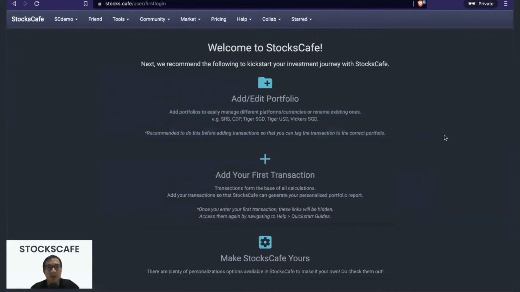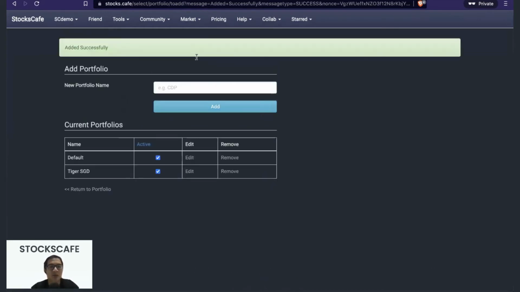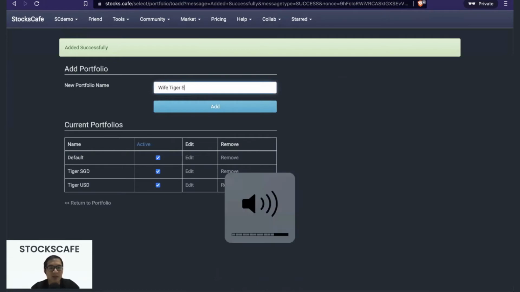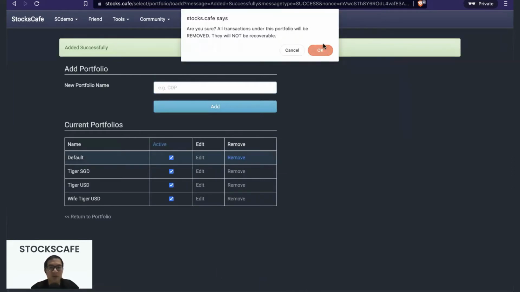The second thing we recommend you do is to add and edit your portfolio. The way I recommend organizing your portfolio is by brokerage and currency. For example, I use Tiger, and I have a Tiger SGD account. I also have a Tiger USD account, and my wife has a Tiger USD account, for example. This is the second thing we recommend you do, and you can remove this default.